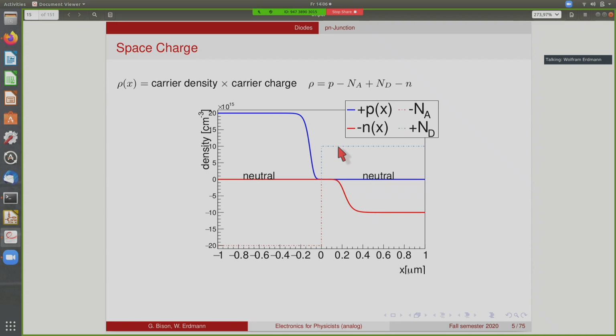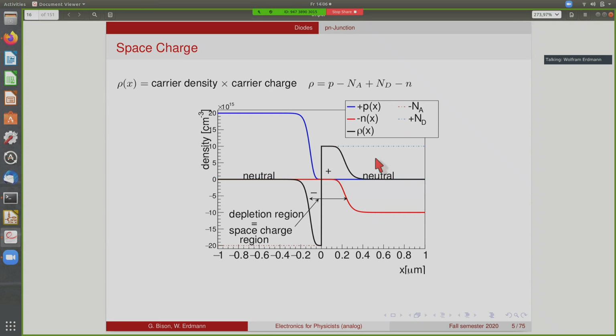So it's 10 to the 16 here. And the total charge density is then the sum of all that. And this is shown here. So the black curve is the resulting net charge density. So it's negative on the left-hand side, it's positive on the right-hand side. So the depletion region, for this reason, is also called the space charge region.